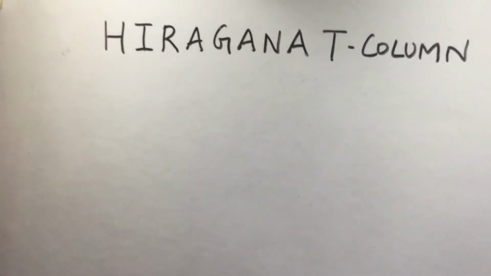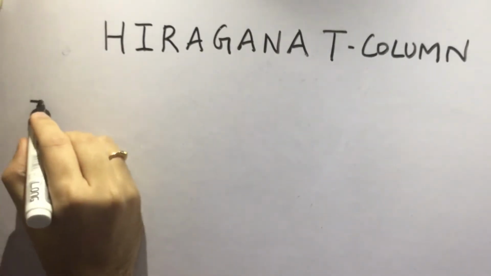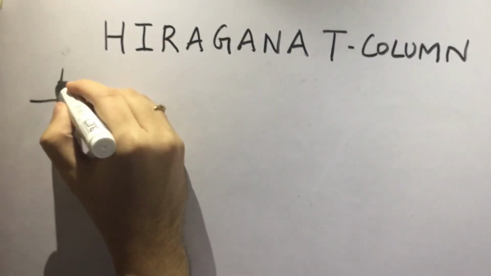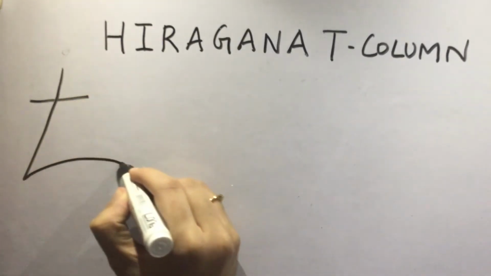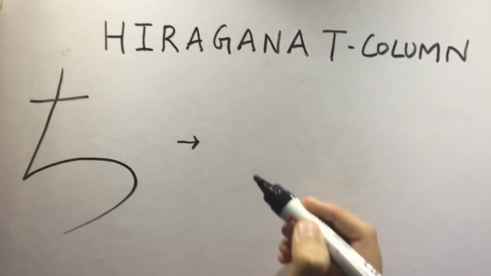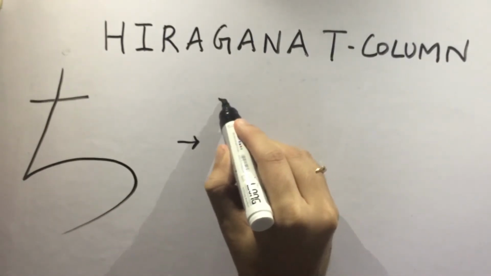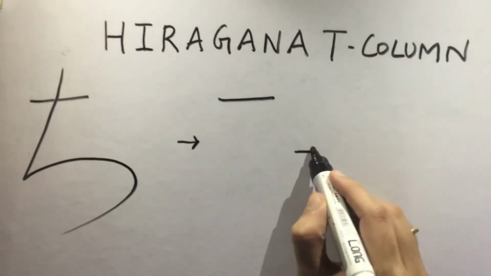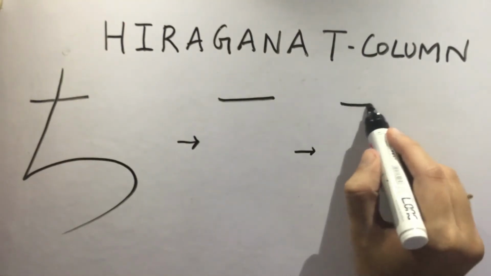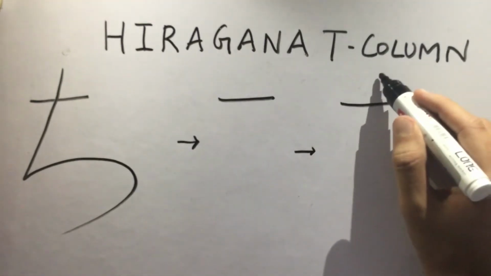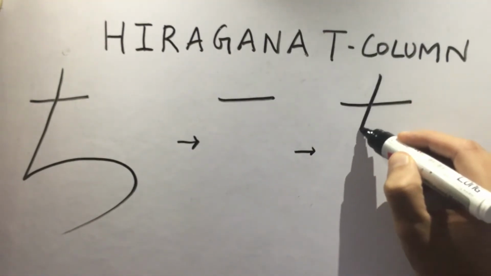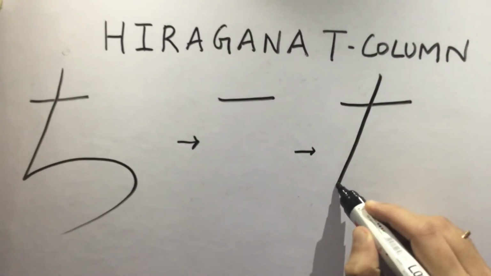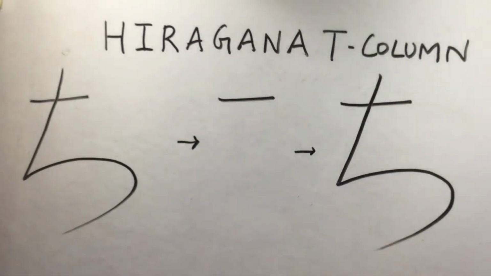Here's the next character of the T column, which is chi. It has two strokes. Here's the first stroke to the upper right. Here's the second stroke. This is chi.